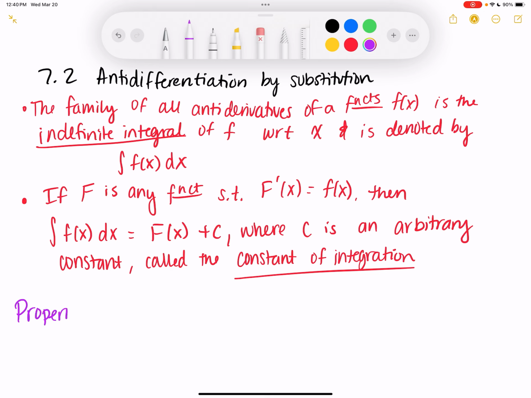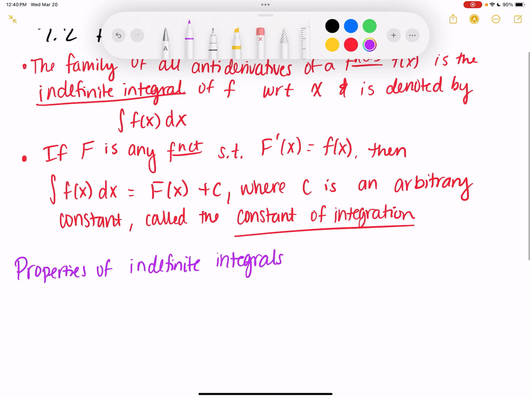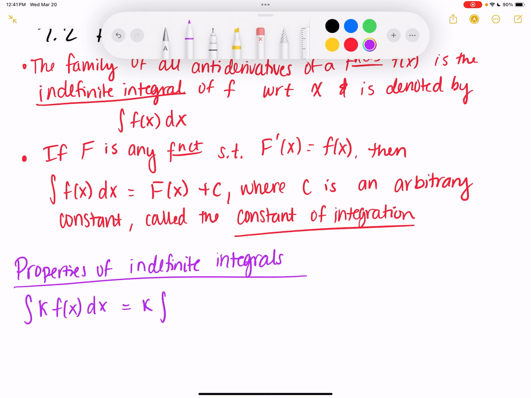Properties of indefinite integrals. It's pretty much going to be the same stuff we saw for the definite ones, but they do it again. The integral of k times f of x dx is equal to k times the integral of f of x dx for any constant k. So that's one where we can just take out any constant because it's not going to change the end result.